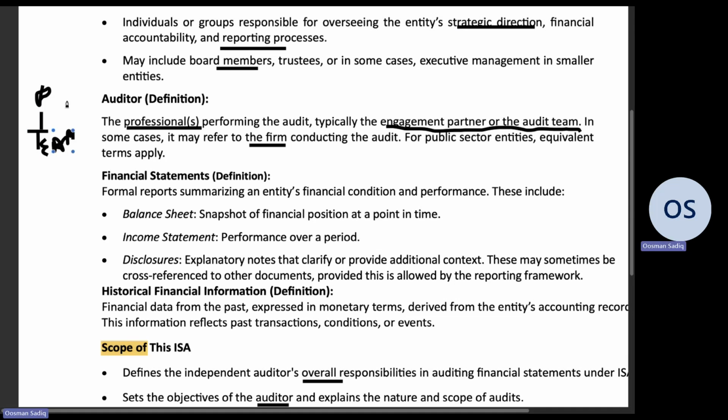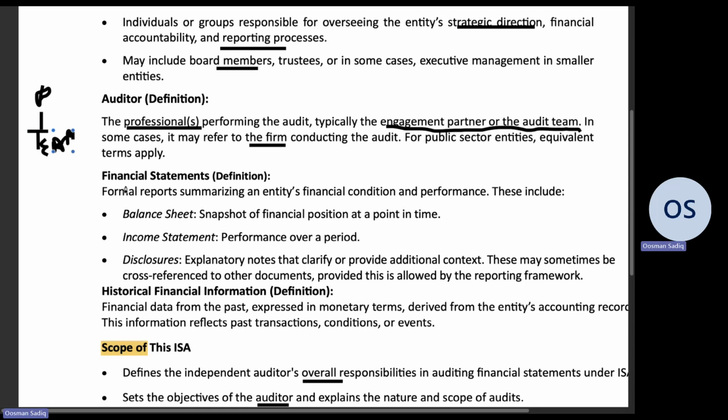This engagement partner is the one who's responsible for the audit. They will sign the audit report. They are the one ultimately responsible, but the audit team are the ones who do the work, and ultimately there is an entire hierarchy. Okay. So what are financial statements?